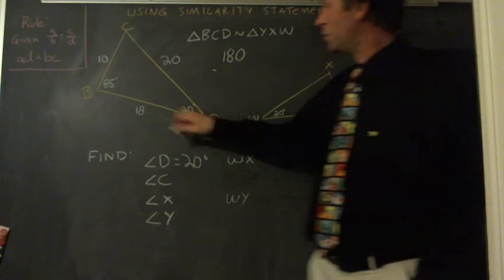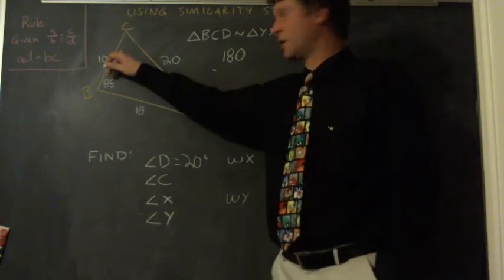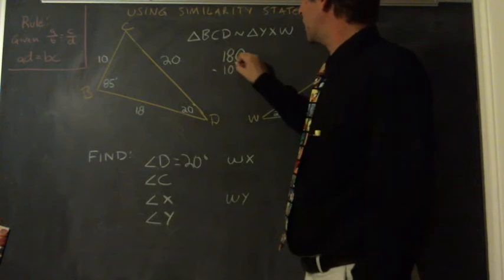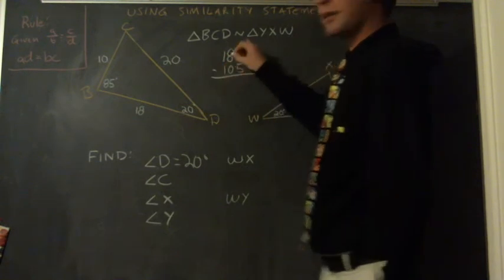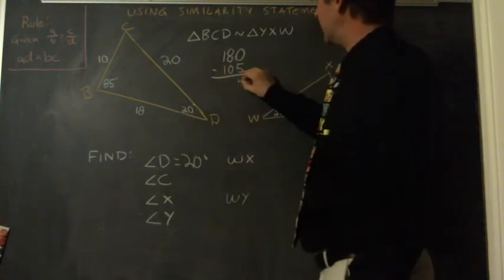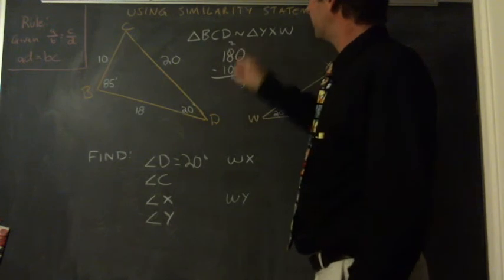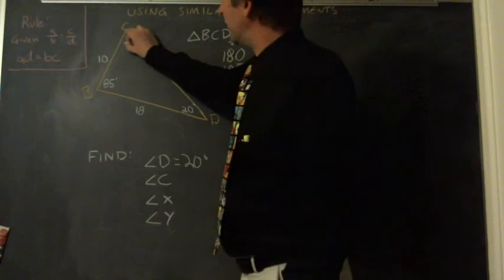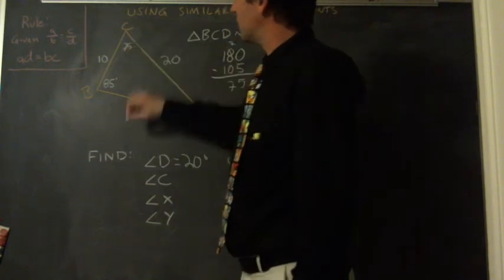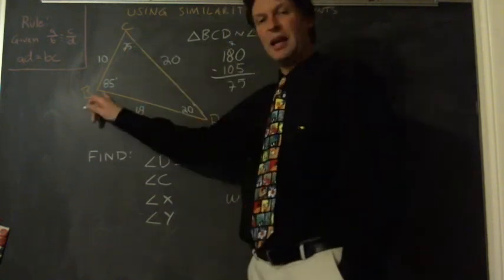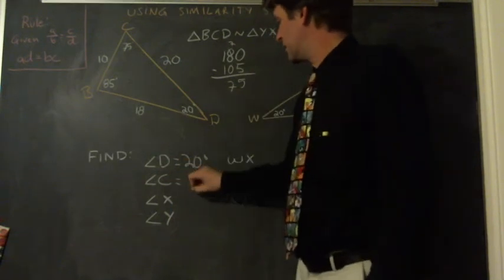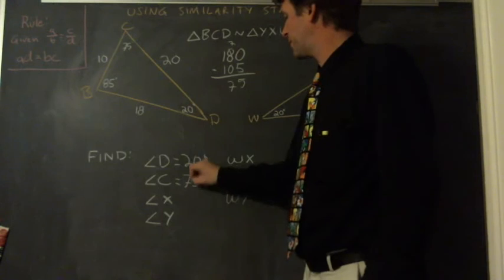Now we know two of the angles of the three. 85 and 20 is 105 degrees, which if we subtract from 180, we get 75. 75 degrees for C, because 75, 20, and 85 make 180 degrees. Angle C is 75 degrees.